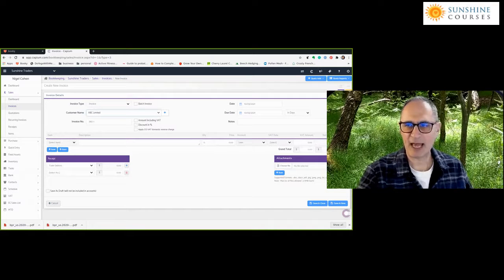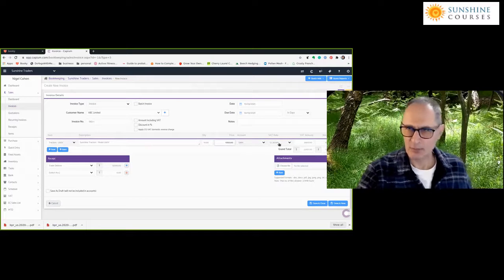And I'm going to enter the item that we're selling. In this case, I'm going to sell a tractor, a 200V tractor. I'm going to sell 10 of them, and the price of each one is £1,000. So the total sales value is £10,000. But look what happens here.